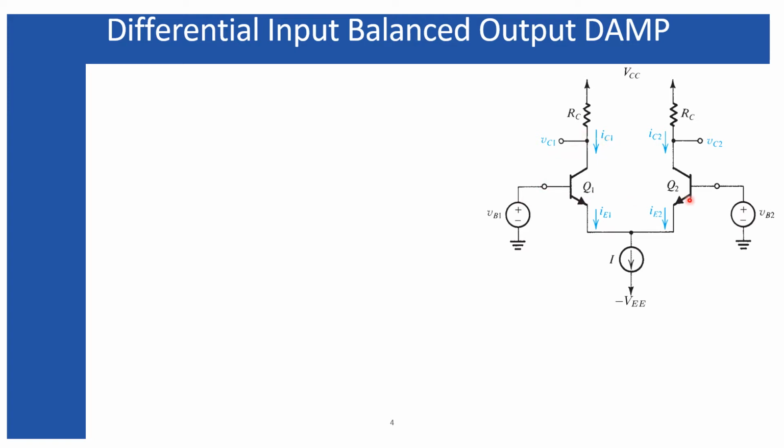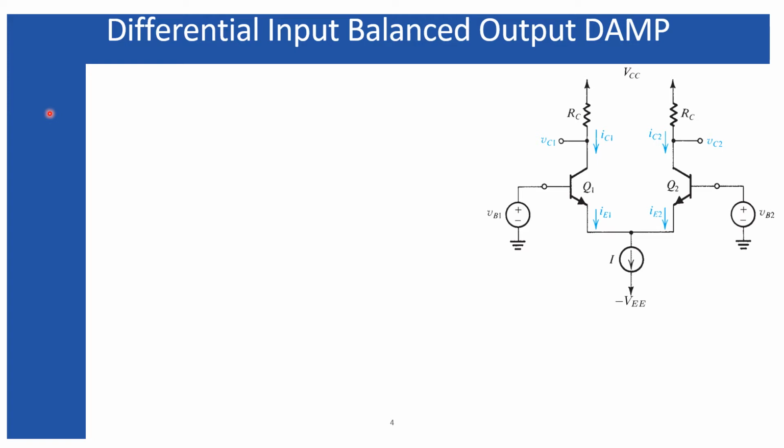And since this type of differential amplifier is the differential input and balanced output type differential amplifier, balanced output means these outputs are being measured with respect to each other. So this total output V naught, if I consider, that will be equal to the summation of Vc1 plus Vc2.